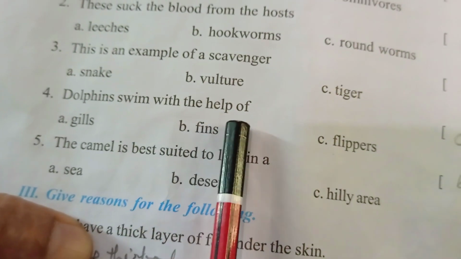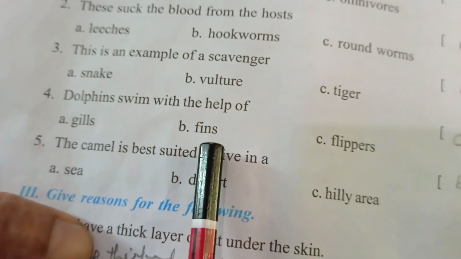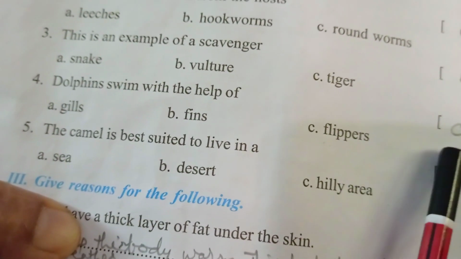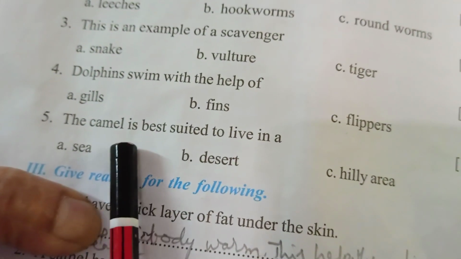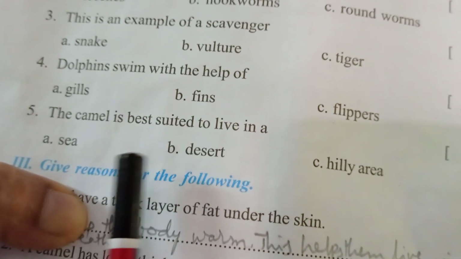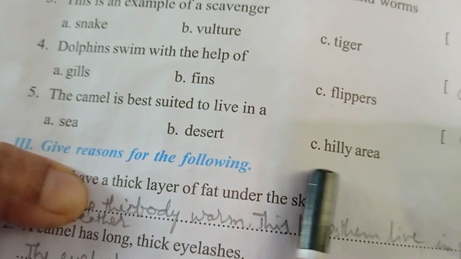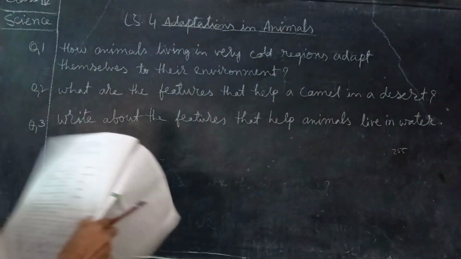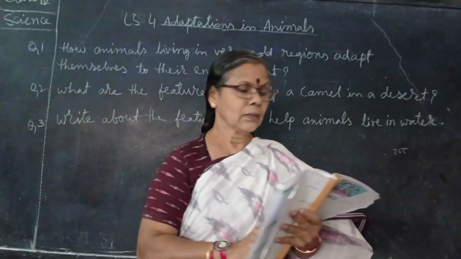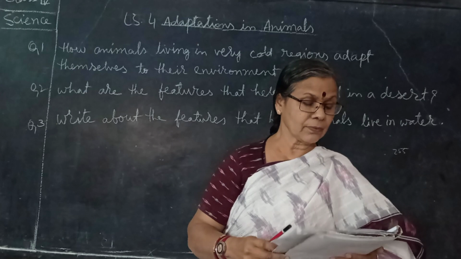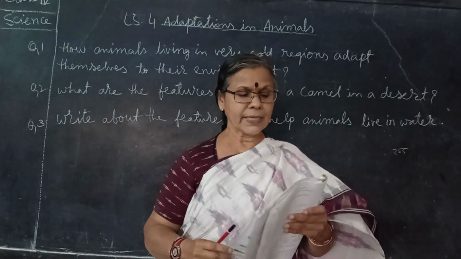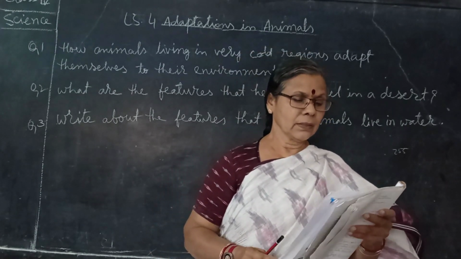Dolphins swim with the help of gills, fins or flippers. The camel is best suited to live in sea, desert, hilly areas. Desert is the correct answer. You can see this and write. Only fill in the blanks, you can do it by yourself. You will do practice of writing.